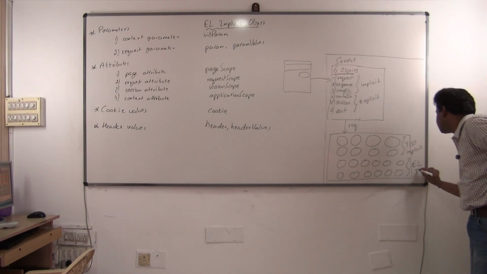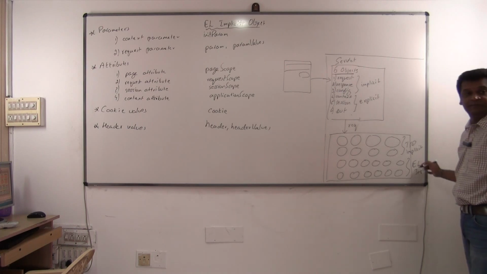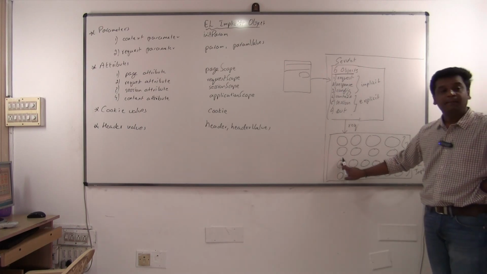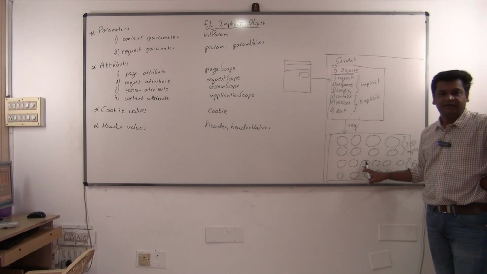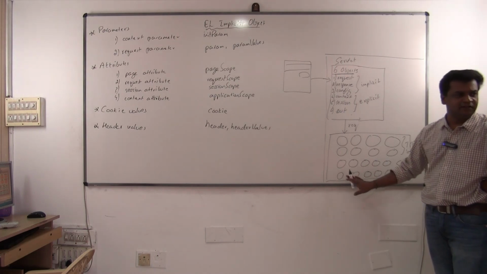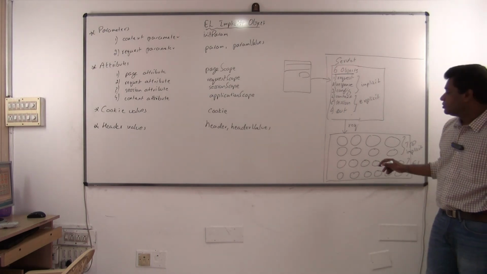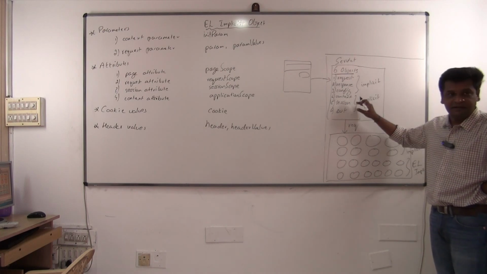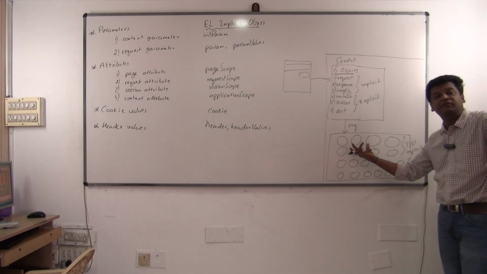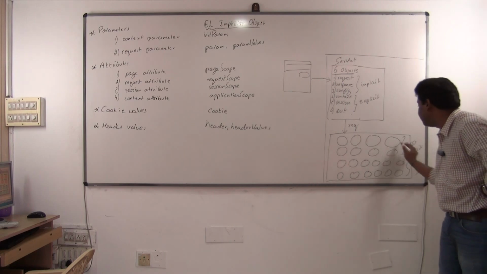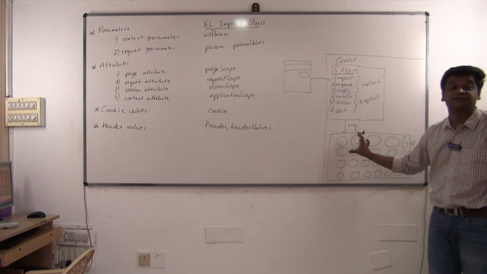So, EL implicit objects. They are implicitly available. Which are these? Param values, header values, init param, page scope, request scope, and so on. Now see, when these objects are getting created, the container itself will retrieve them. These are the 8 JSP objects.